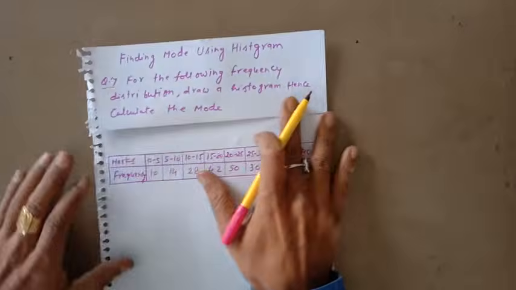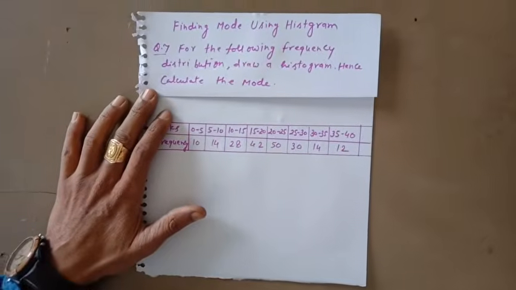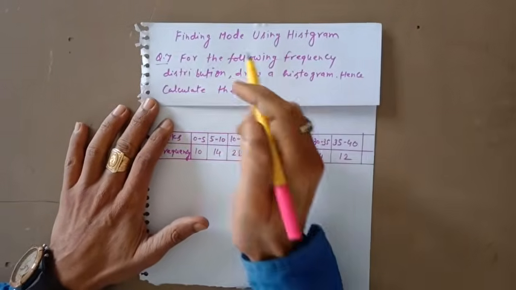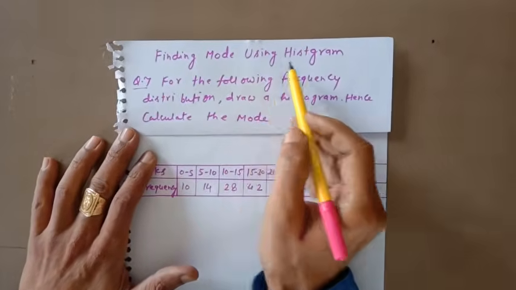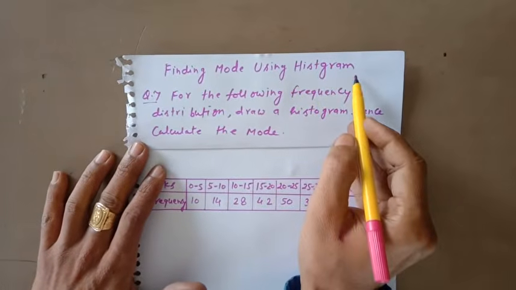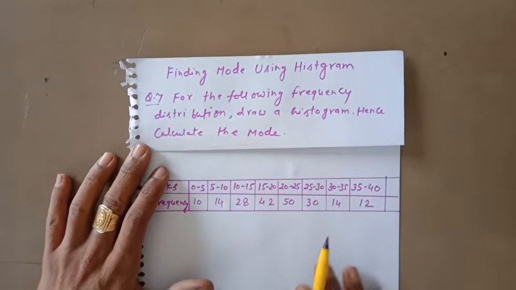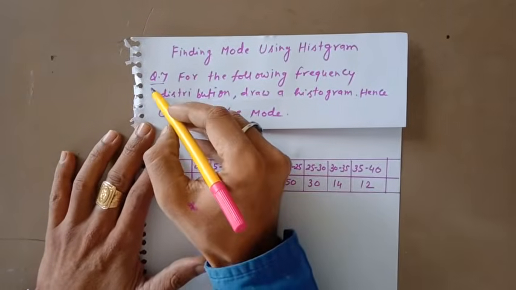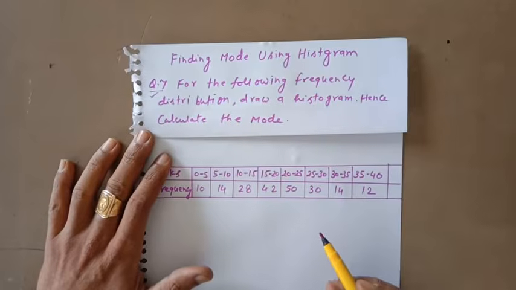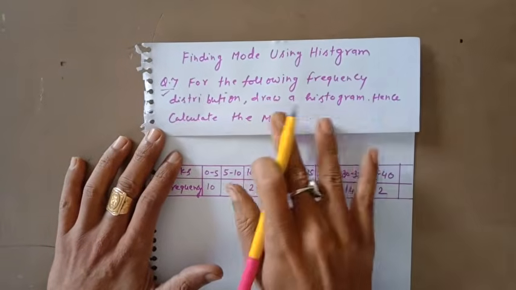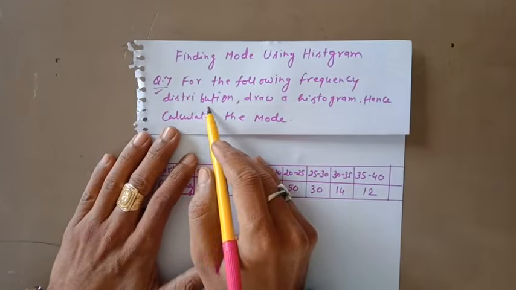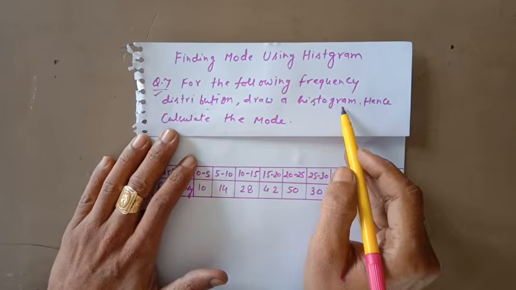Good morning class. I am Lakshman Singh again with you with our new topic, finding mode by using histogram. So let us see how we do this. We have one question here, question number 7, exercise 26C. For the following frequency distribution, draw a histogram.